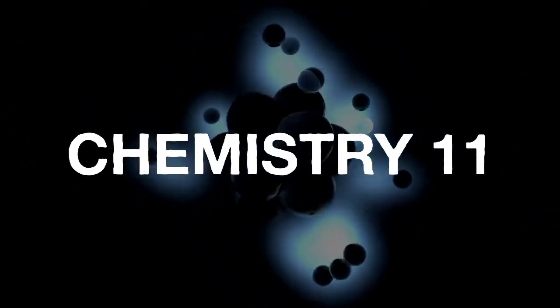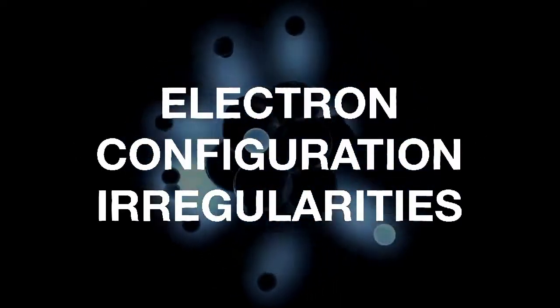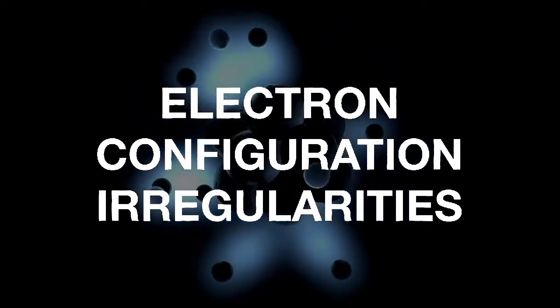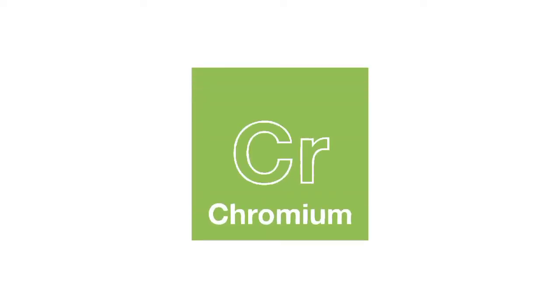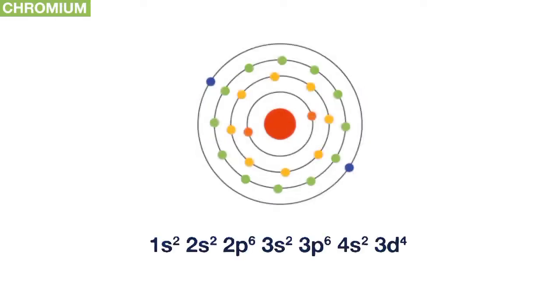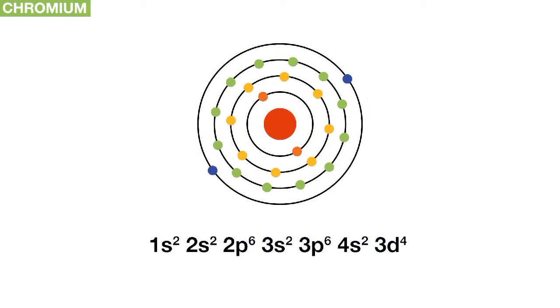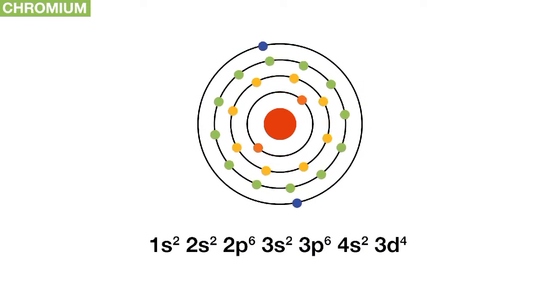Today, we're going to learn about the irregularities within the concept of electron configuration and some examples to help us understand the topic a little bit better. The first example is chromium, with the chemical symbol of Cr. Since chromium has 24 electrons, if we were unaware of the irregularities, we'd think that chromium's electron configuration would be 1s2, 2s2, 2p6, 3s2, 3p6, 4s2, 3d4.